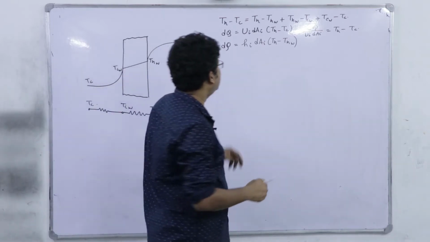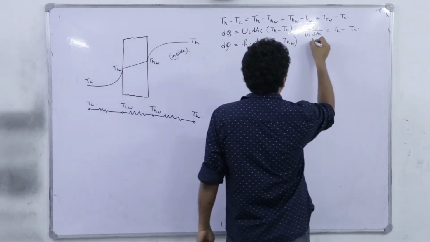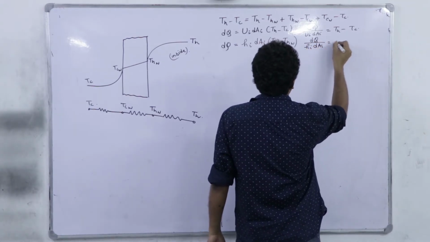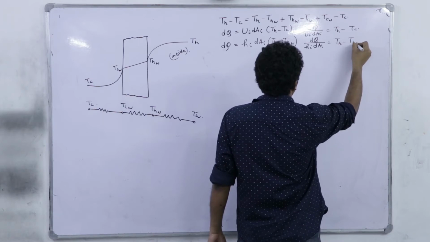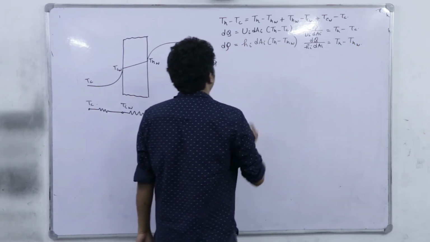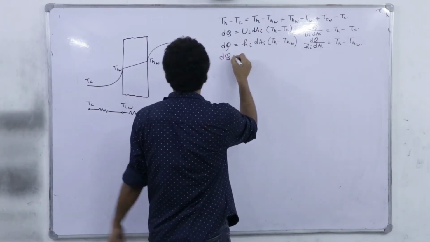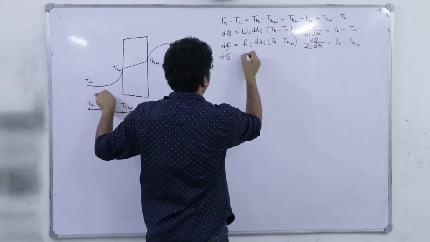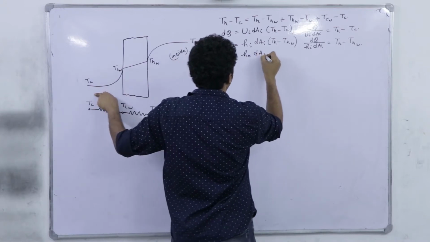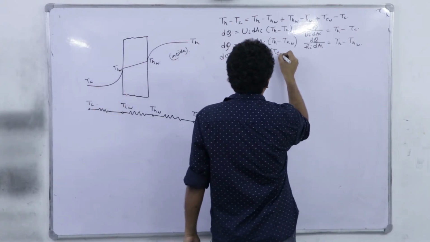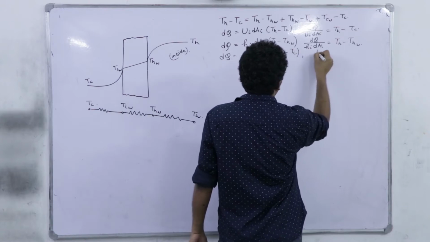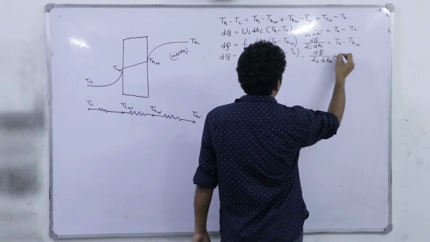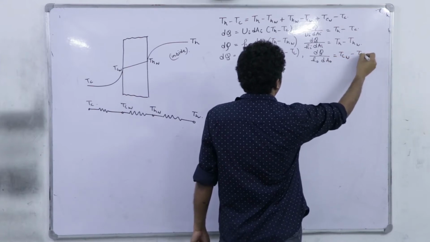So, we can write, essentially, dQ divided by HI into dAI is TH minus THW. Similarly, dQ for the outer side, this is inside and this is outside, HO into dAO into TCW minus TC. So, dQ divided by HO into dAO is TCW minus TC.